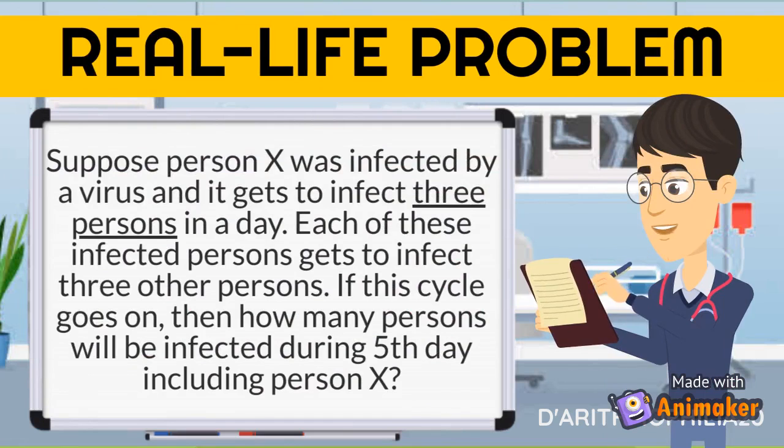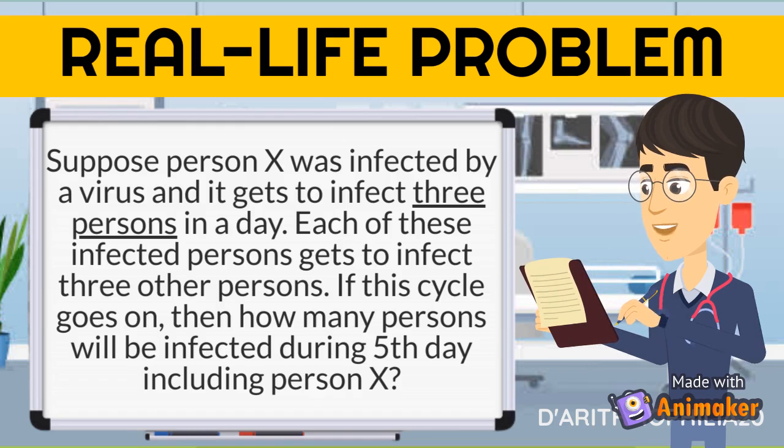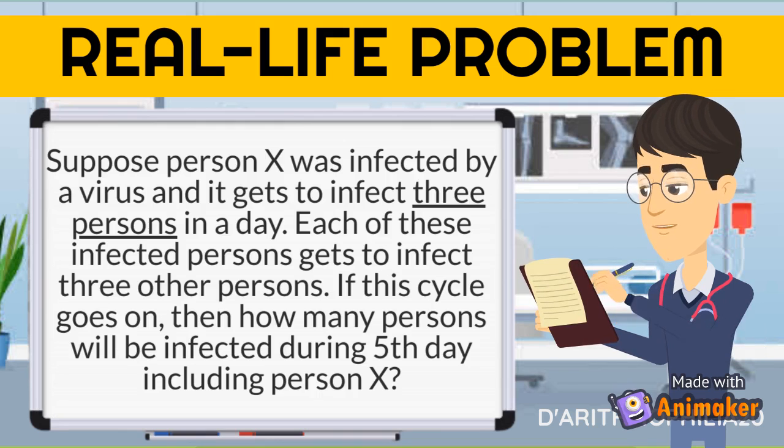Suppose person X was infected by a virus and it gets to infect 3 persons in a day. Each of these infected persons gets to infect 3 other persons. If this cycle goes on, then how many persons will be infected during the 5th day, including person X? Let's start solving this problem, brainiacs.